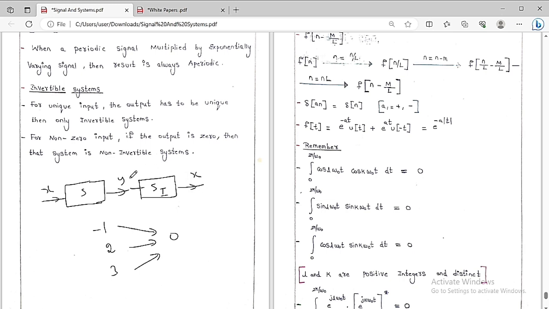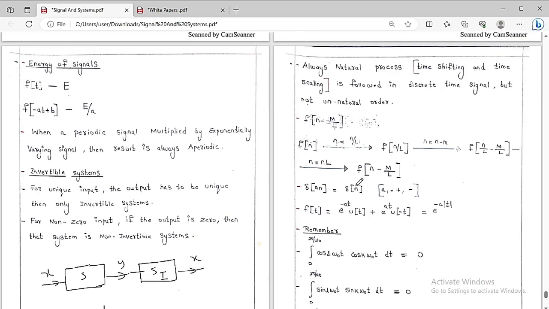Therefore, invertible system means for every unique input you get a unique output, or for every unique output you get a unique input. Then we can say the given system is an invertible system. For every non-zero input, if you get the output as 0, the given system is said to be a non-invertible system, because many inputs have the same output. So finally, for every unique input with a unique output, the given system is an invertible system. For non-zero input with output 0, it is a non-invertible system.